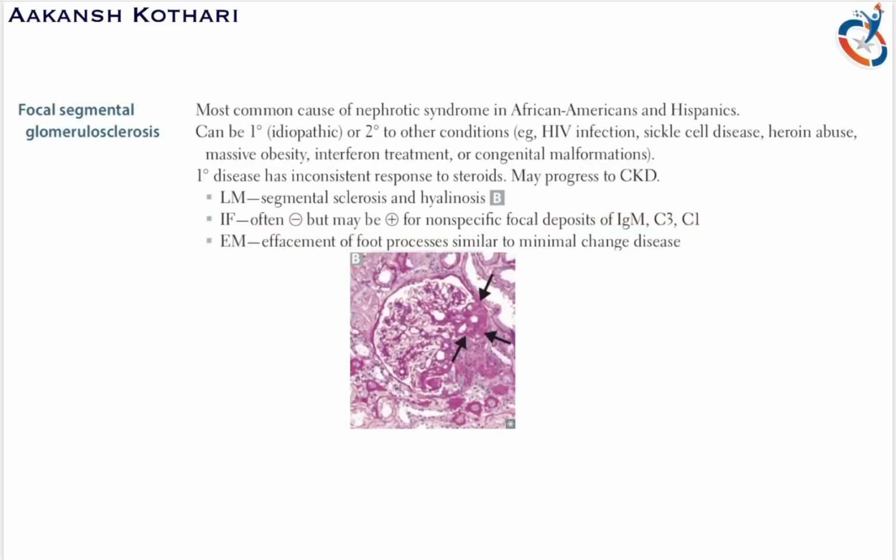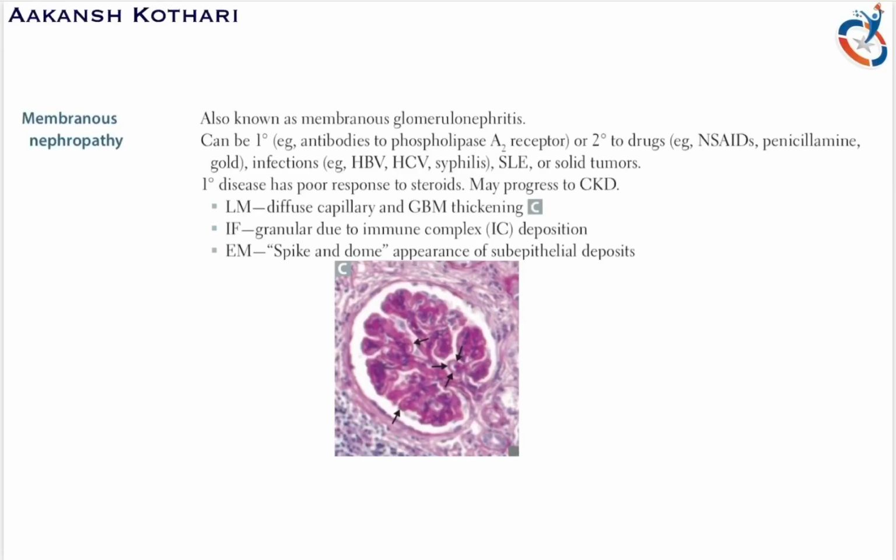Now let us talk about the third nephrotic syndrome, which is membranous nephropathy. Now what is membranous nephropathy? It is majorly seen in children, okay, and in children the prognosis is good. It is also called as membranous glomerulonephritis.